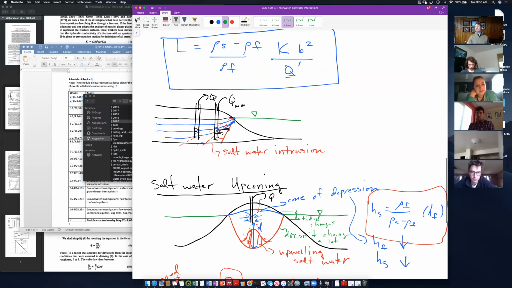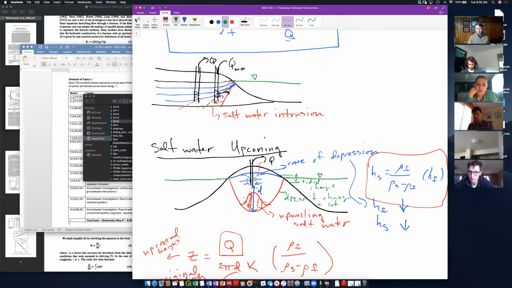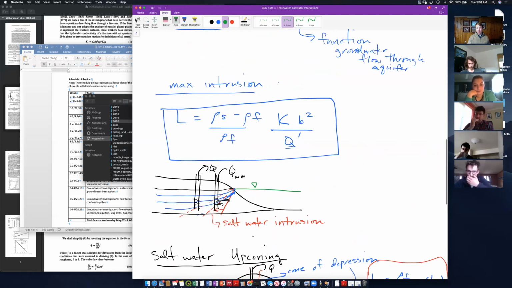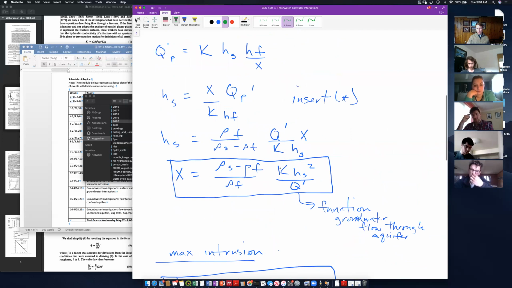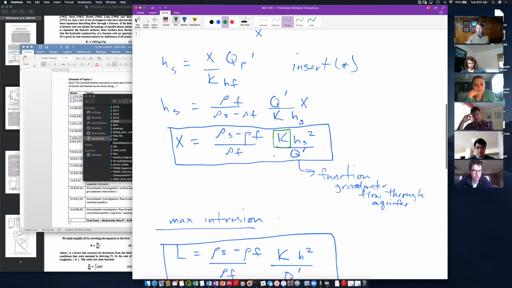Would it also be dependent on the K value, like how readily water infiltrates? Yeah, absolutely. It does depend on K. Look, K is in both these equations. It definitely depends on K, but in particular, it depends on the ratio between how much you're pumping and K. So it depends on the relationship between discharge and K.